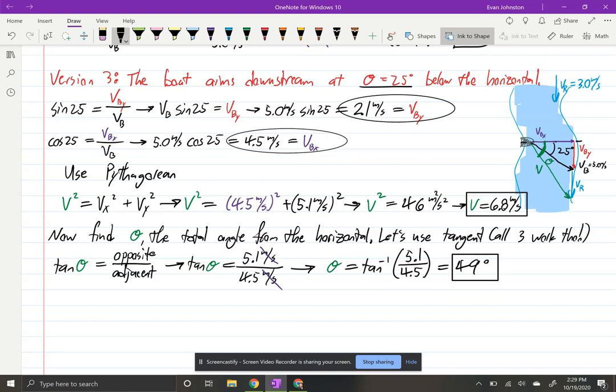Wowzers. So this version was quite a bit more work because we had all these crazy triangles going on in here, and we had to break things down to get the total side length here and the total side length here, so we could then use Pythagorean and get the final velocity. And then with those, we could use sine or cosine or tangent.